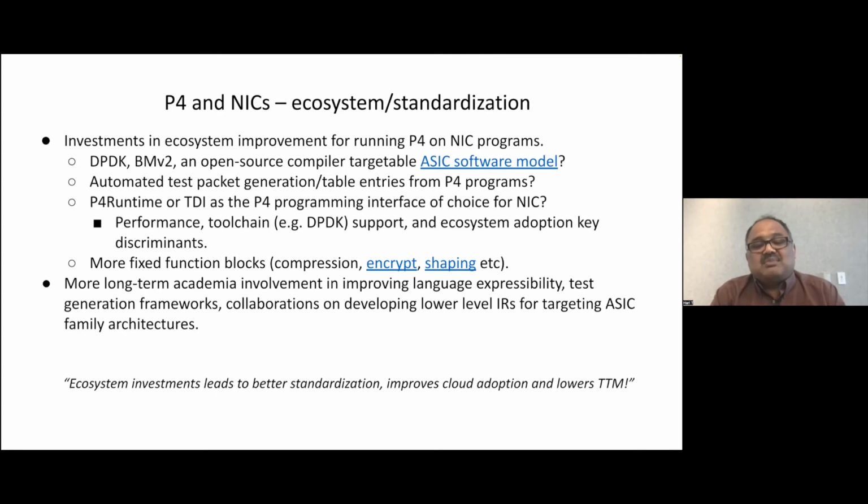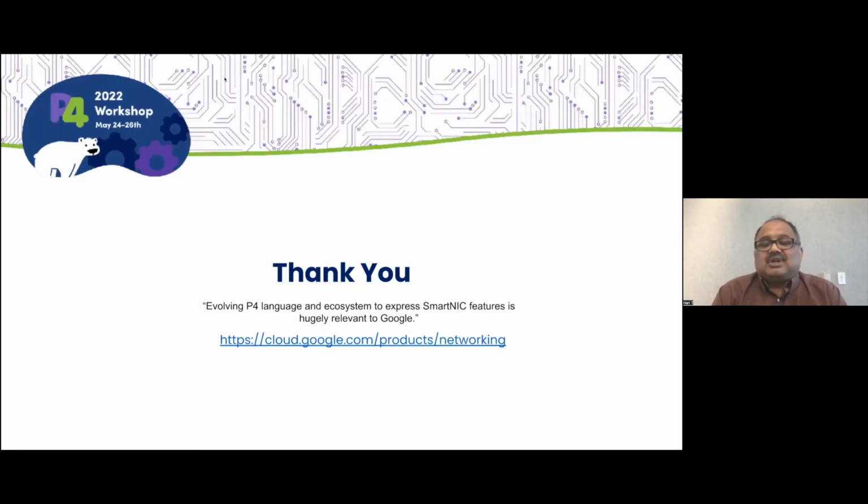We'd like more long-term academia involvement in improving language expressibility, test generation frameworks, collaborations, and developing lower-level IRs for targeting the ASIC family architectures, which translates into a software model that is compiler targetable. All of these ecosystem investments would lead to better standardization in this space. It would improve our adoption strategy for DPUs because we can consume them faster, and it'll lower time to market for everybody involved. Thank you.